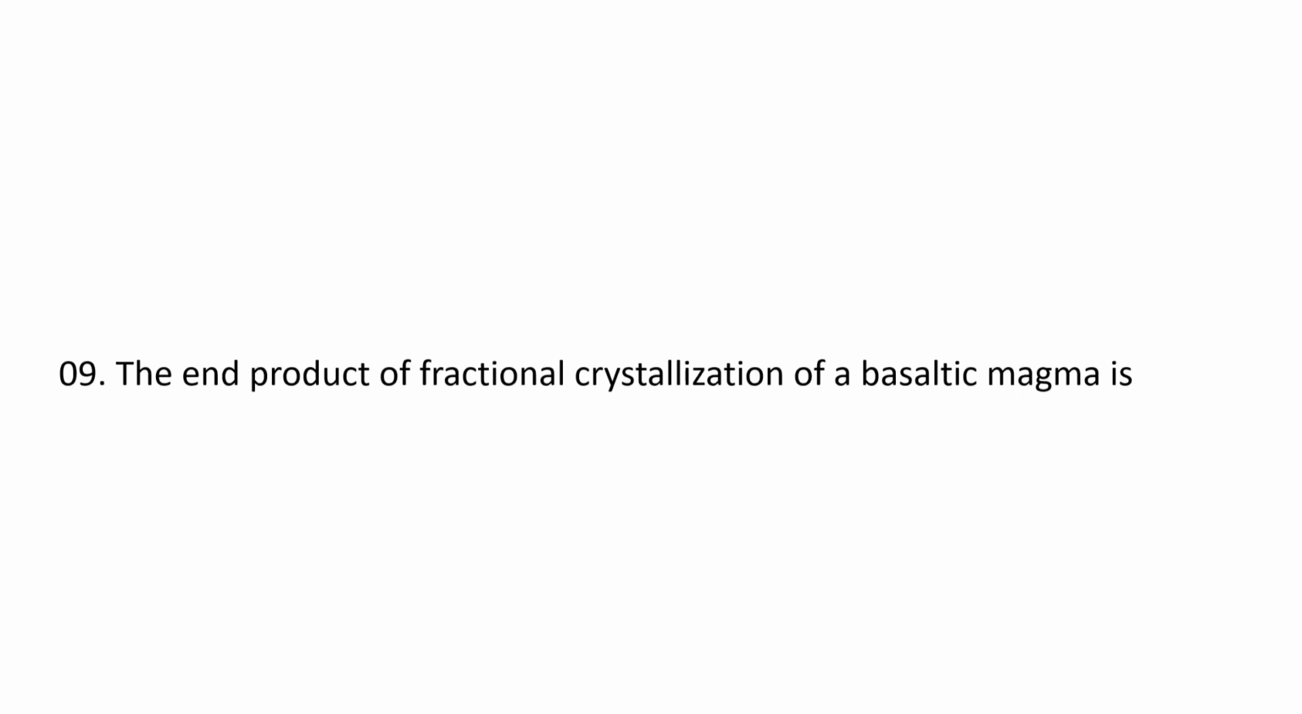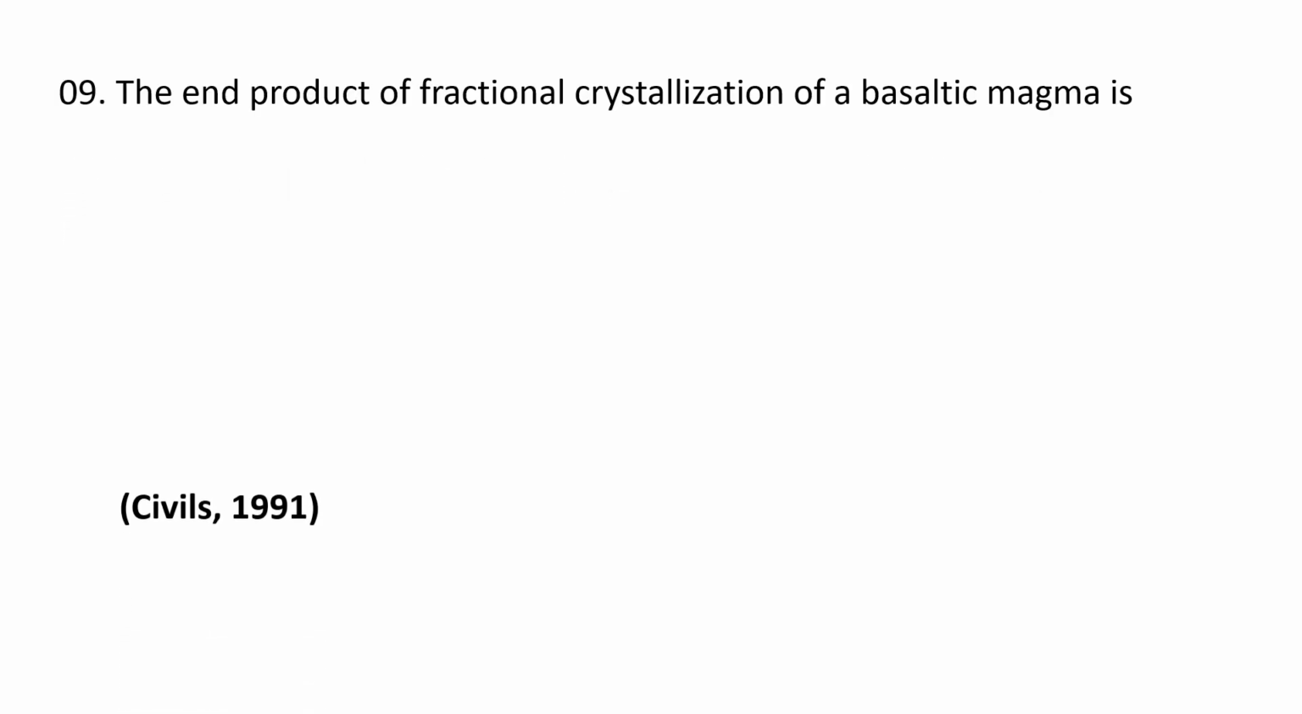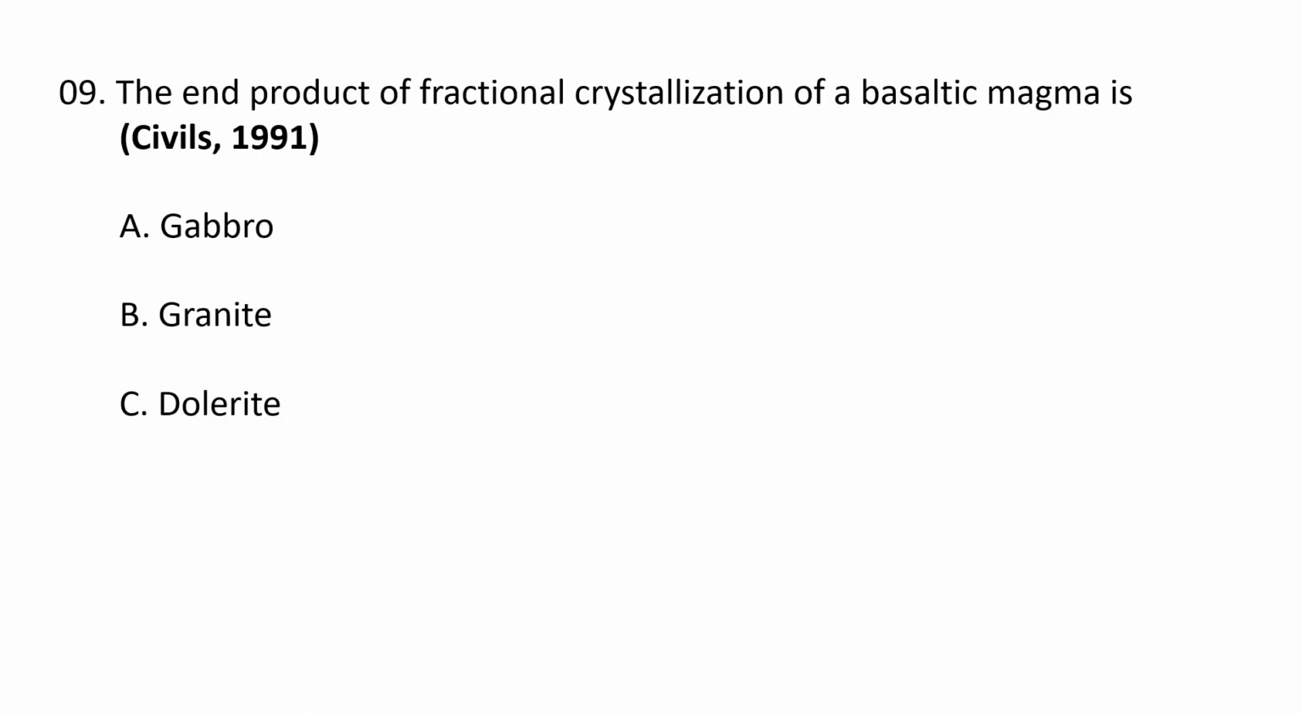Next question. The end product of fractional crystallization of a basaltic magma is: A. Gabbro, B. Granite, C. Tellurite, D. Diorite. So the end product of fractional crystallization of basaltic magma is obviously an acidic rock, that is granite.